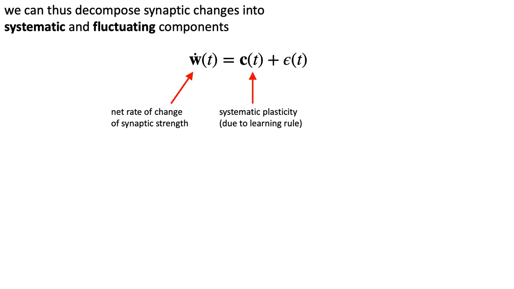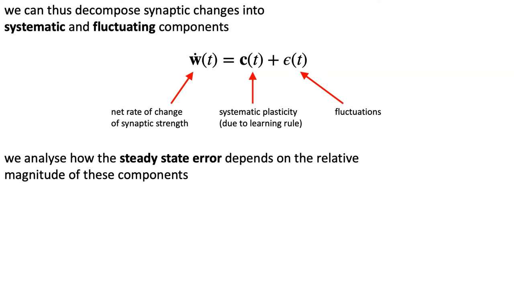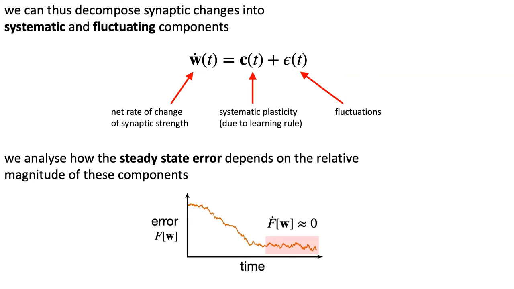Good, so we now have a way of decomposing changes in synaptic weights into a systematic component, which is going to come from our approximate gradient descent rule, and a fluctuation, which is just going to be a random disturbance to these weights. We're going to be interested in how the steady state error, the error that this network settles down to when it's finished learning, depends on the relative magnitude of the systematic to the fluctuating components.